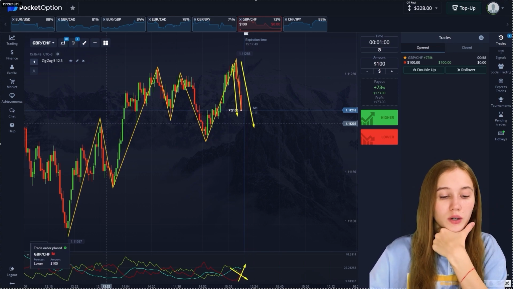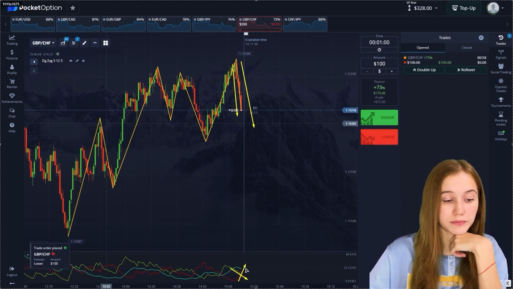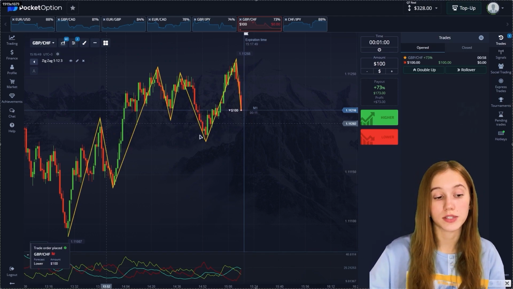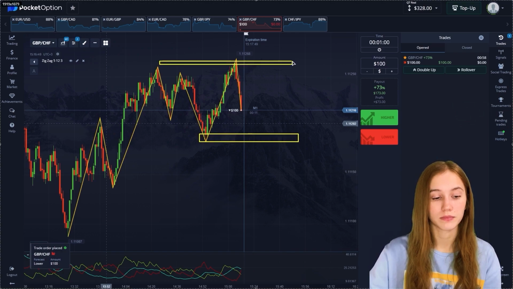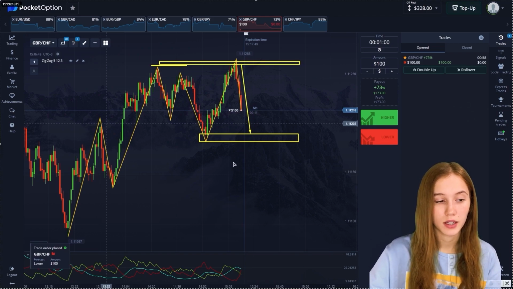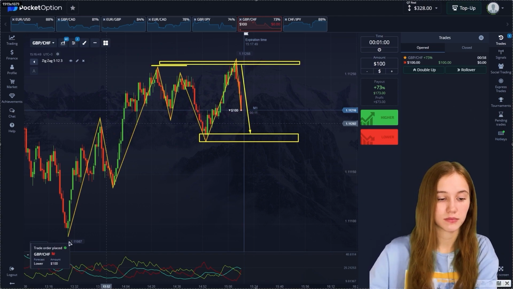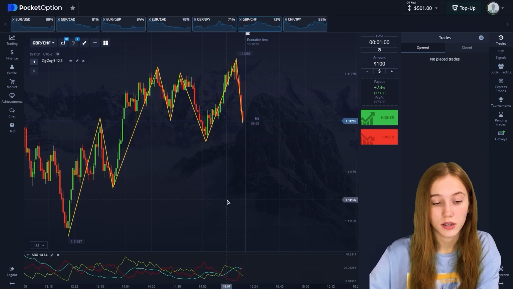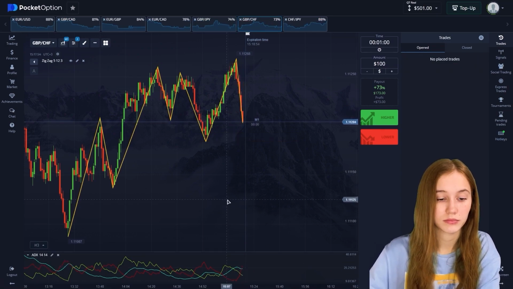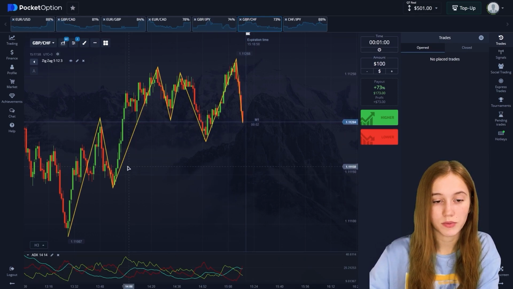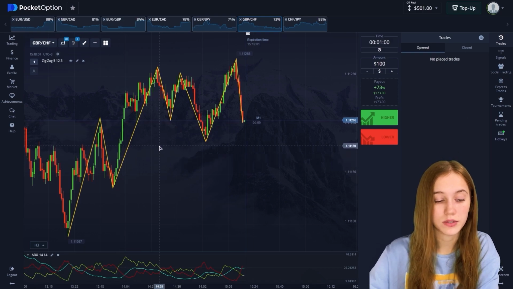We see an area of resistance and support. We have overcome the area of resistance and the chart moves towards the support area. So the intensity drops, some increasing, but this doesn't matter, and we just look. Yep, we're in the black. Our balance is $501. Good.